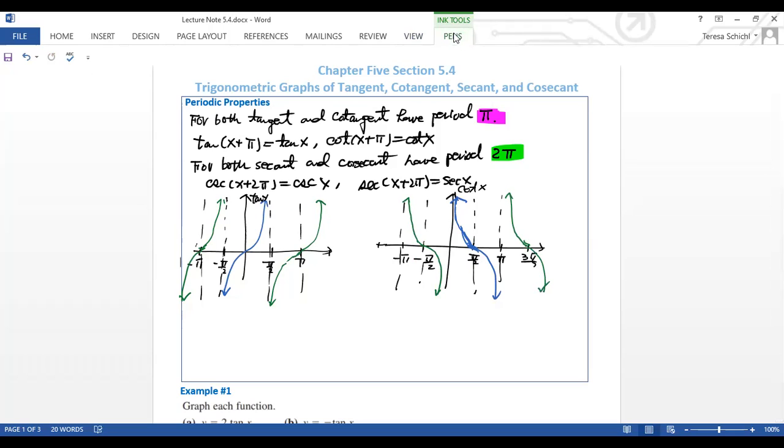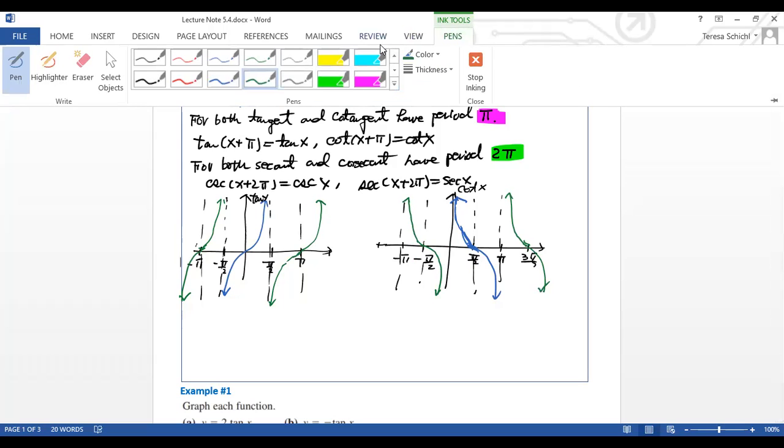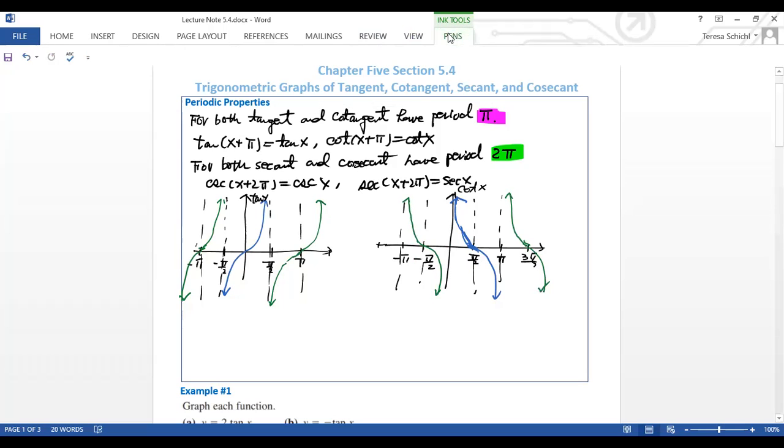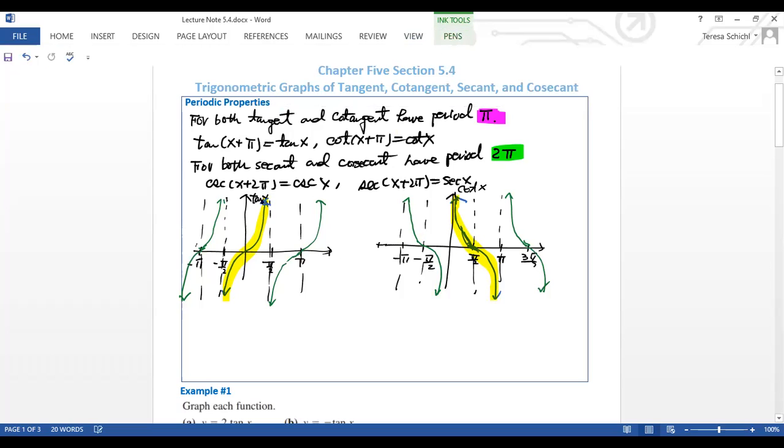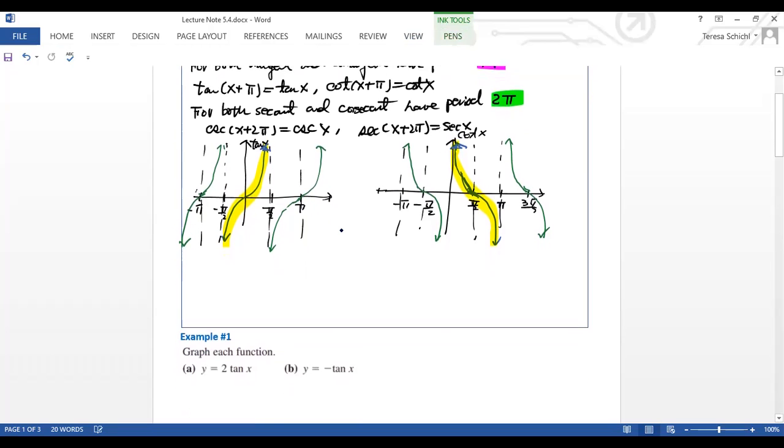And be careful, if you take a look, make sure you remember this is the color I'm using here, because when we go to the next sections, we talk about the inverse. So this will be the region we're going to use for our inverse. But that is the tangent, right? So they repeat the pattern at the pi, all right?